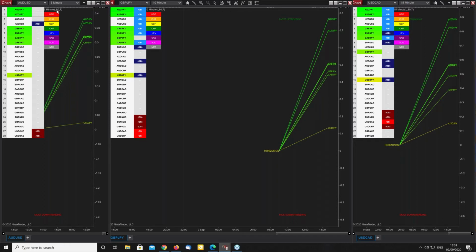This is on a variety of time frames. We've got 3, 10, and 15 here. New Zealand yen's been soaring higher. The Aussie yen, you know, this is all about risk. This is all about risk on and risk off.